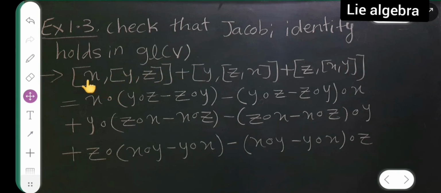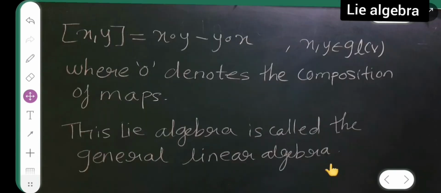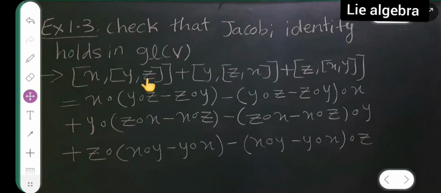Now take the Jacobi's identity first: Lie bracket of x comma Lie bracket of y comma z, plus Lie bracket of y comma Lie bracket of z comma x, plus Lie bracket of z comma Lie bracket of x comma y. Now this is equal to what? I take y comma z first, and first write x composite. X composite y minus y composite x, right? Similarly we will do for this.